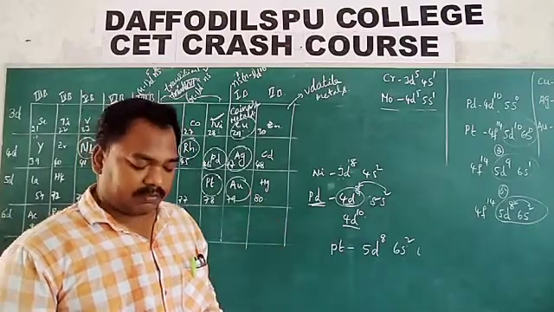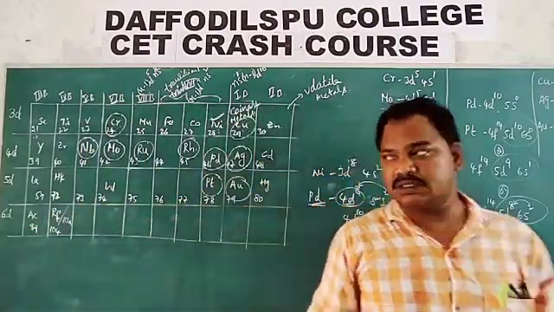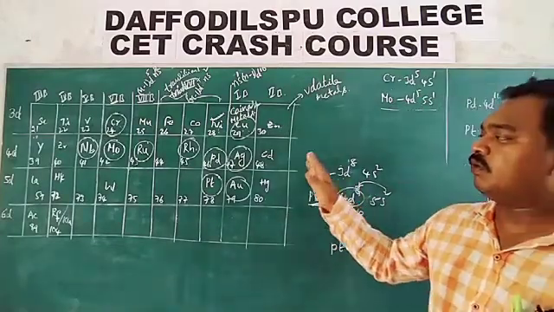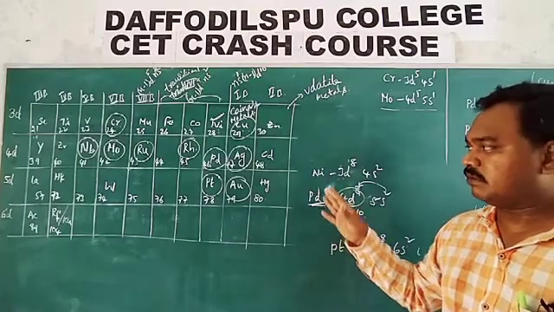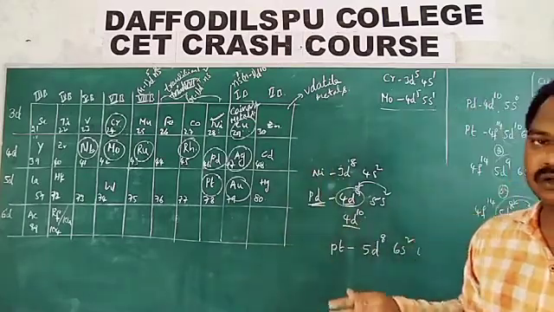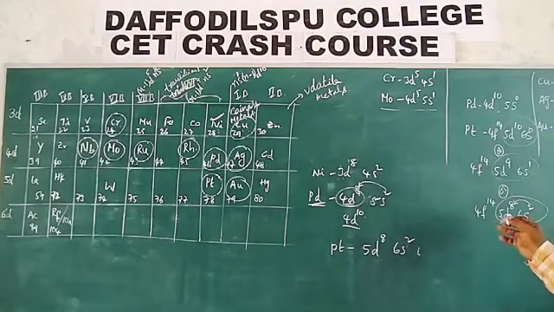So these are the abnormal electronic configurations. You must remember the abnormal electronic configurations. When you know the periodic table clearly, then it is not very difficult to remember these abnormal electronic configurations.